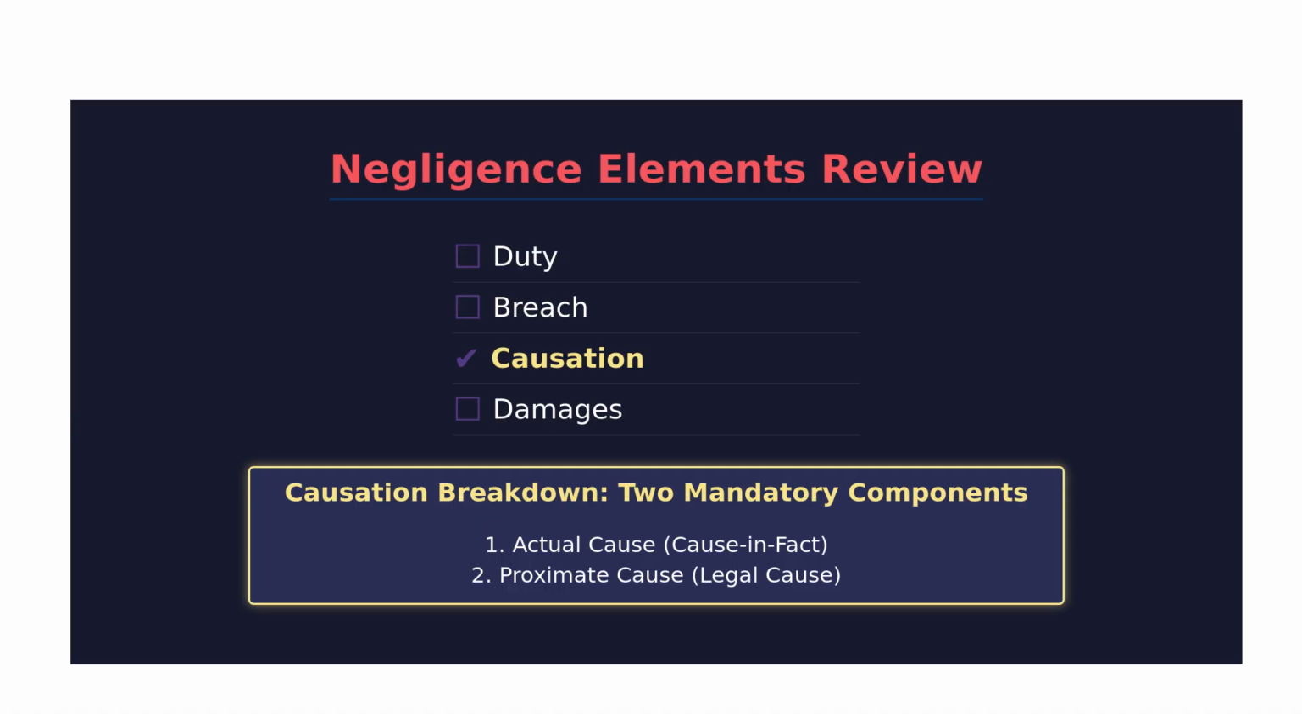This video series now pivots entirely to the third element, causation. Causation is notoriously complex because it is not a single question, but rather 2 separate, mandatory components that must both be satisfied in sequence. These 2 components are actual cause, often referred to as cause in fact, and proximate cause, also known as legal cause. We must prove factual connection first, and then policy-based connection second.